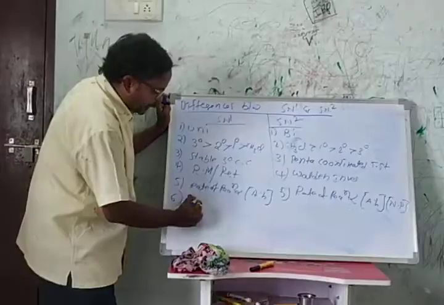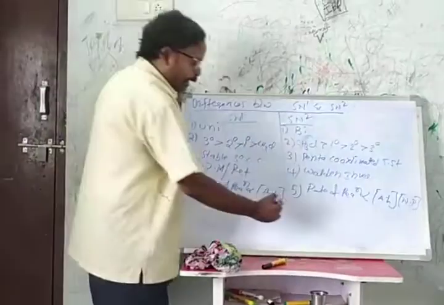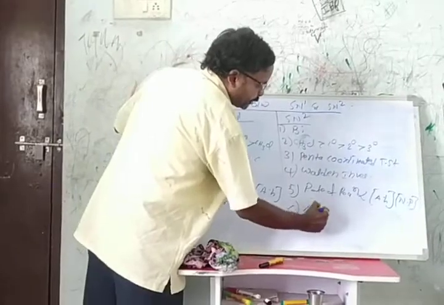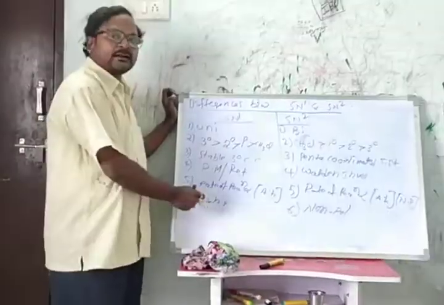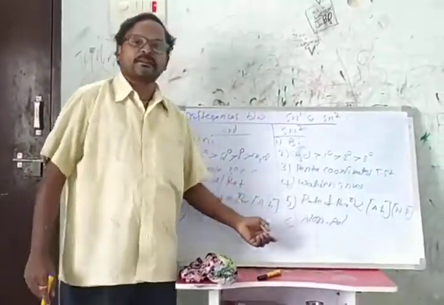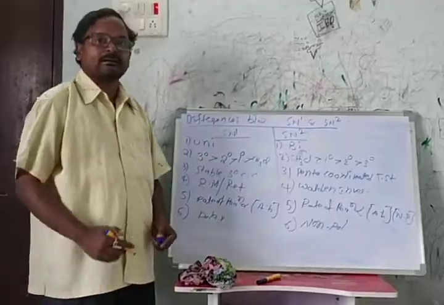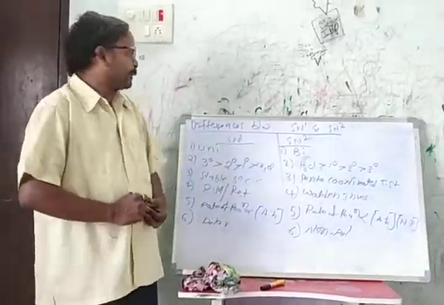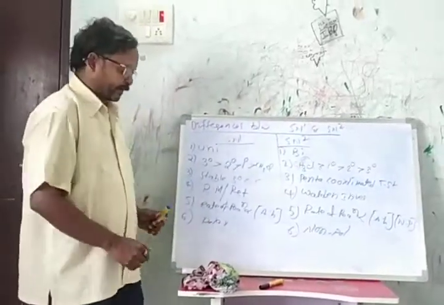Polar solvents are suitable for the SN1 reaction, and non-polar solvents are suitable for the SN2 reaction. Polar solvents means water and the like. Non-polar solvents means benzene, toluene, ether. All these are the best examples of non-polar solvents. This is about the differences between SN1 and SN2 reactions.